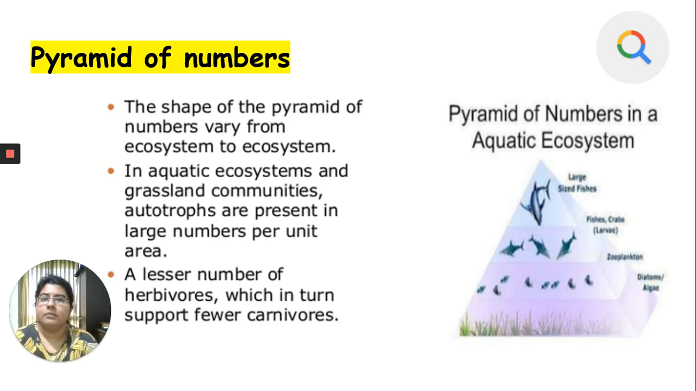So these plants or autotrophs are highest in their population. There are a large number of individuals, so they will be at the base and they are the broadest. A lesser number of herbivores, which in turn support a fewer number of carnivores.